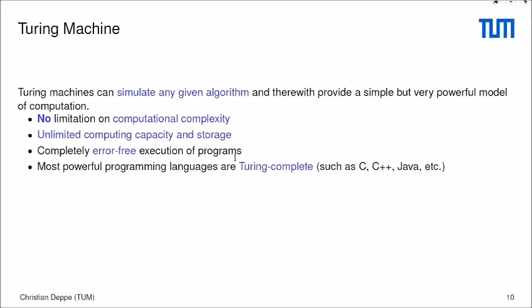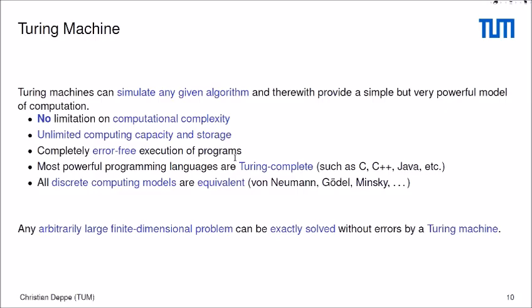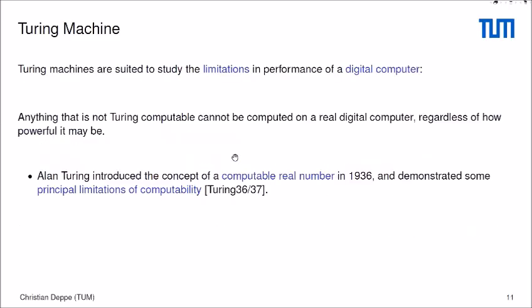and the most powerful programming languages are Turing complete, such as C, C++, Java, Python, etc. All discrete computing models are equivalent. They are models of von Neumann, Gödel, and Minsky. And any arbitrarily large finite dimensional problem can be exactly solved without errors by a Turing machine.